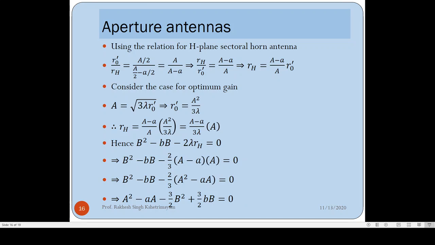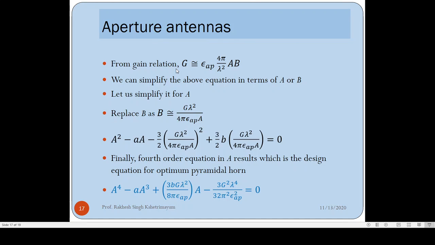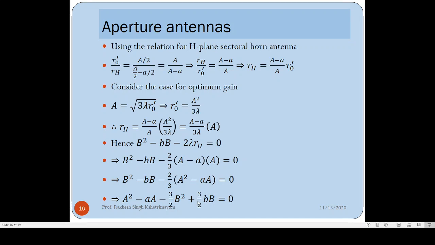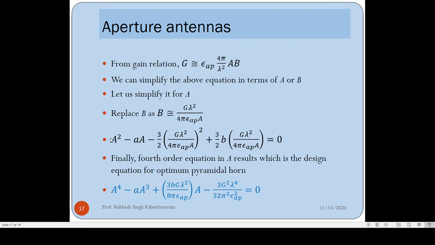So now we can further simplify this equation. You know that gain of the pyramidal horn antenna is epsilon aperture efficiency into 4 pi by lambda square a into b. So from here, for a specified gain, you can either find a or b. So let's say I find b from this specified gain, then b will become G lambda square by 4 pi epsilon aperture into capital A. And from this value of b, from the specified gain, I can replace this capital B expression in this equation here. So now you have a square capital A square minus small a capital A minus 3 by 2. This was the b square, so we replace it by this expression. 3 by 2 small b, this is capital B here, we replace by this expression. Finally, this is the equation you have here.